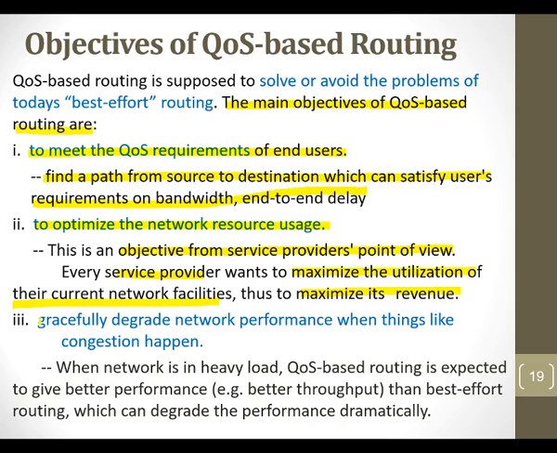The third objective of quality of service-based routing is to gracefully degrade network performance when things like congestion happen. When the network is in heavy load, quality of service-based routing is expected to give better performance than best effort routing.